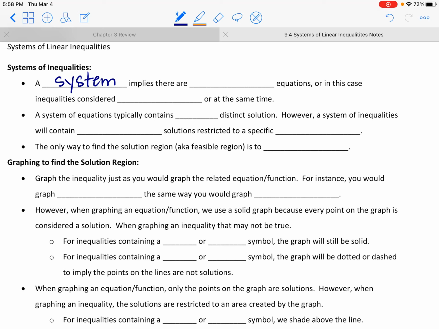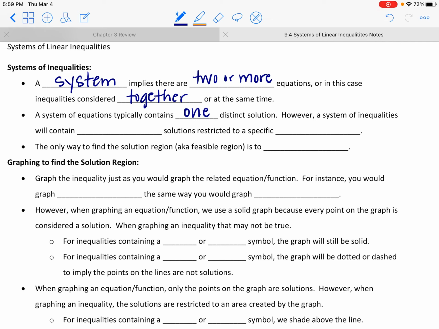So we're looking at two or more equations, or in this case inequalities, that are considered together or at the same time or simultaneously. And a system of equations will typically contain one distinct solution. So a system of equations typically has one distinct solution.